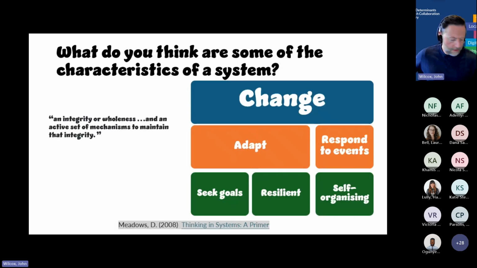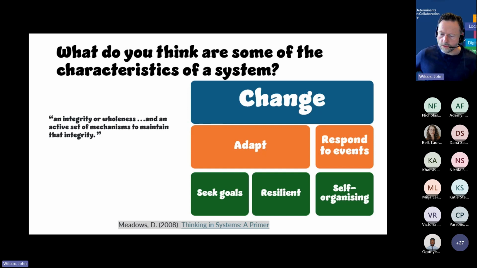So here's some of the things again from the book I've mentioned, in that characteristics of a system include that systems change, so change over time. Those of you whose work involves public health or social issues, evaluation or research, know that in the work that we do, things change over time. The other thing around systems is adaptability. So a system will, along with change, adapt to those circumstances, and there will be a response to certain events. There's also resilience, and also self-organizing and seeking goals.